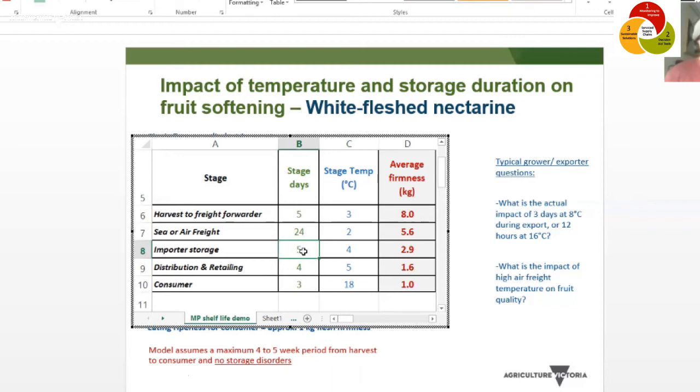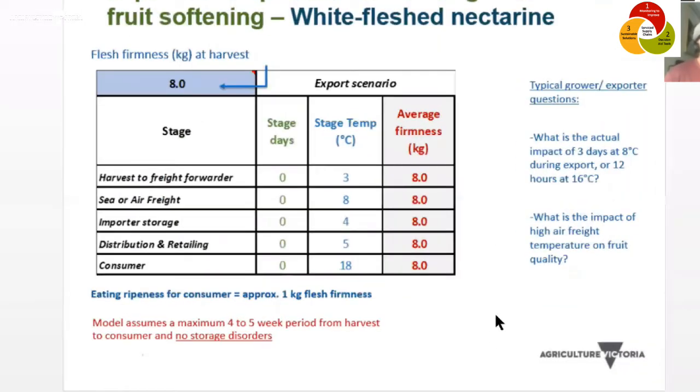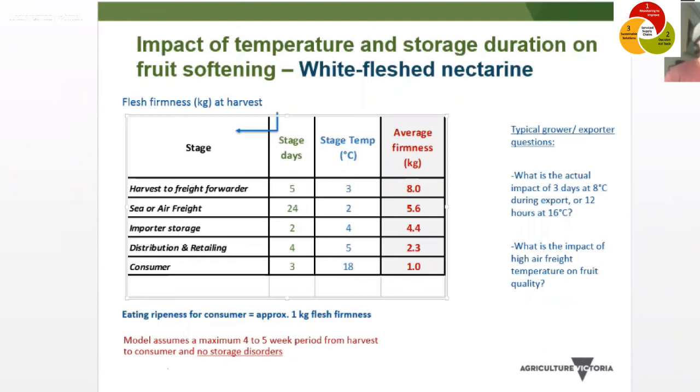But if the importer can market the fruit very quickly, say 2 days, then the importer has given themselves some time to get the fruit to the retailer at a reasonable firmness. So that is just an example of how we can use this calculator to look at different export scenarios and get a feel for what happens to the quality of the fruit. We've demonstrated this to a number of growers and exporters, and they said it's very useful because it's quite difficult for them to determine for any particular cultivar what is the likely impact of temperature. Well, this is giving them some idea.